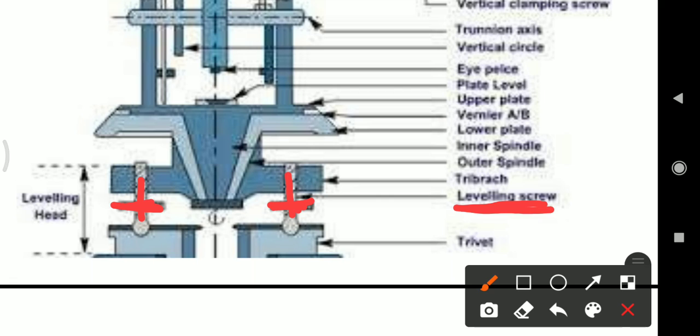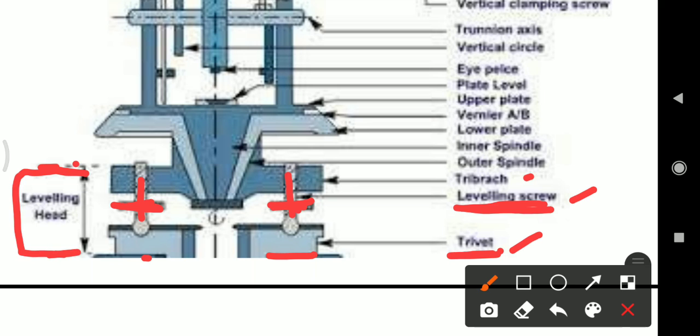And the last part is called the trivet part. This trivet part is used for fixing the base of the theodolite on the tripod stand. The combination of these three parts, first the tri-brach plate, second the leveling foot screw, and third the trivet plate, is called the leveling head. So what is meant by leveling head? Combination of tri-brach plate, leveling foot screw, and trivet plate is called the leveling head.